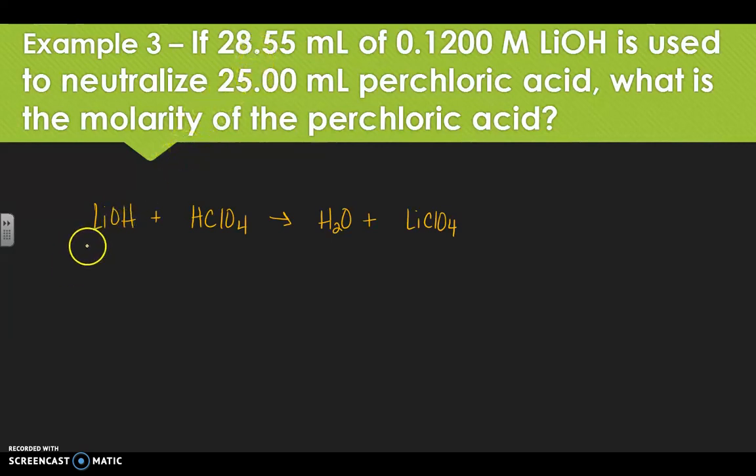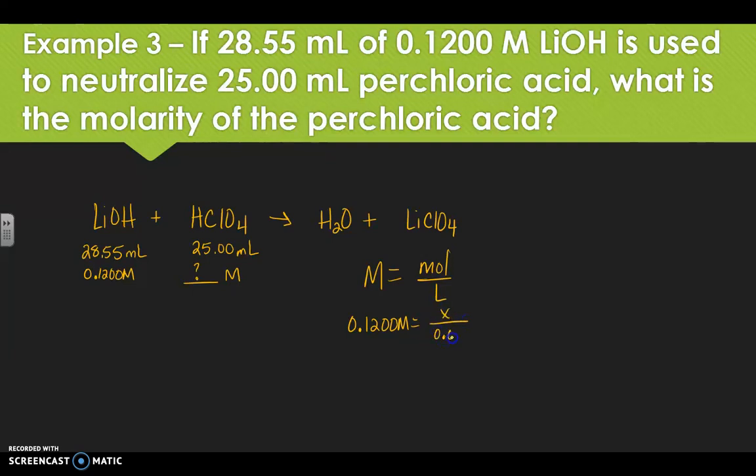All right, so we've got 28.55 milliliters, and it is a 0.1200 molarity. And we're using 25.00 milliliters of perchloric acid. They want to know what is the concentration of the perchloric acid. Same stuff. Whenever in doubt, go to moles, right? So molarity is equal to moles per liter. We plug in 0.1200 M is equal to X over 0.02855 liters, because I changed that from milliliters to liters.